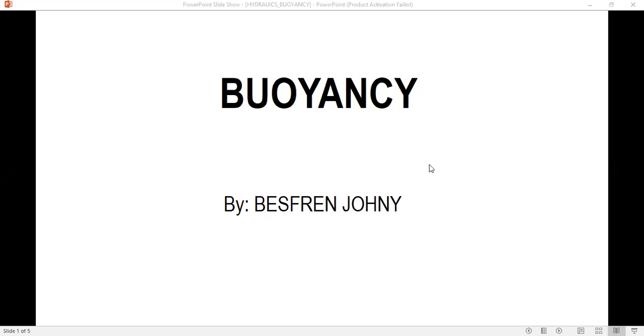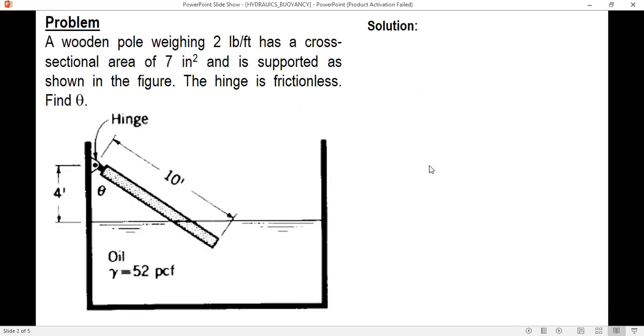In this video, I am going to solve a sample problem on buoyancy. Here's the problem. A wooden pole weighing 2 pounds per foot has a cross-sectional area of 7 inch square and is supported as shown in the figure. The hinge is frictionless. Find theta.